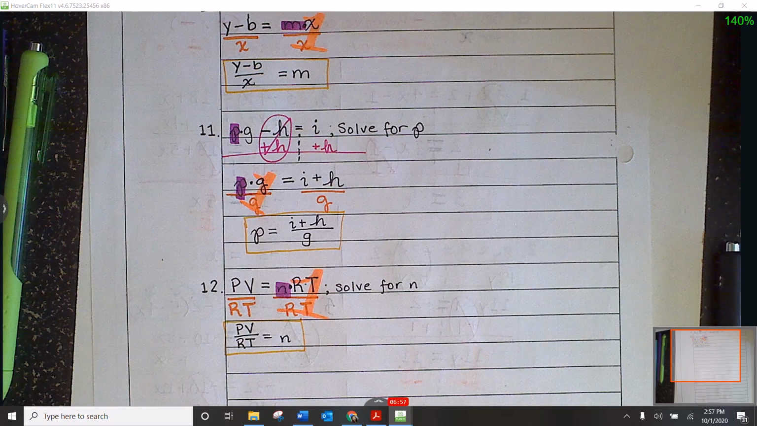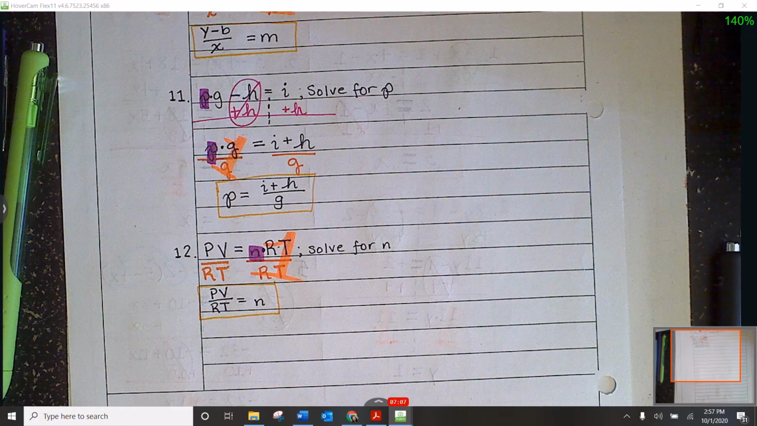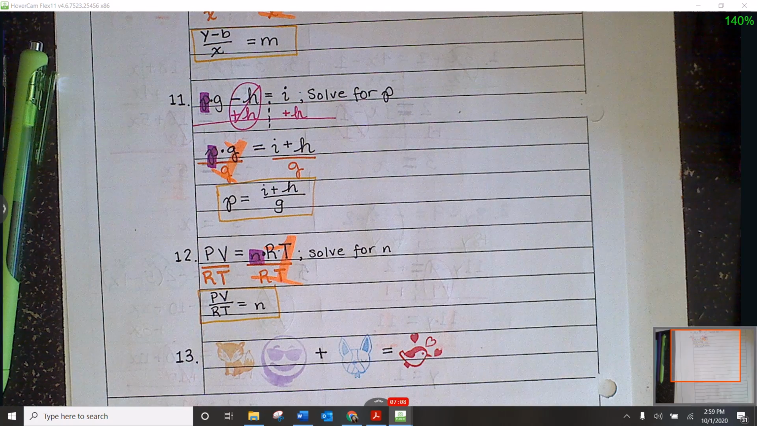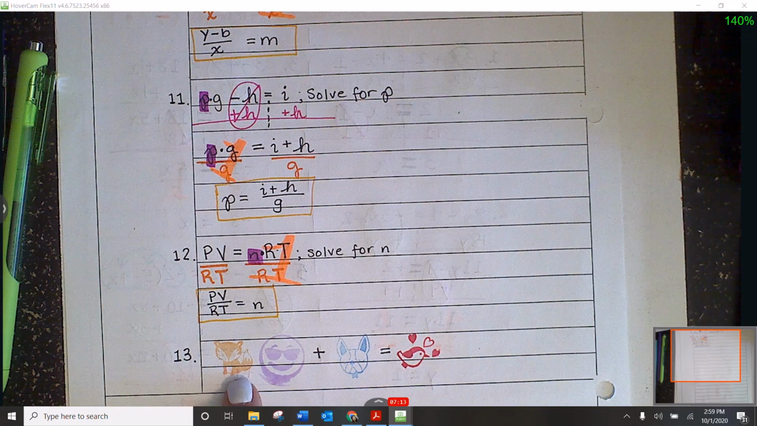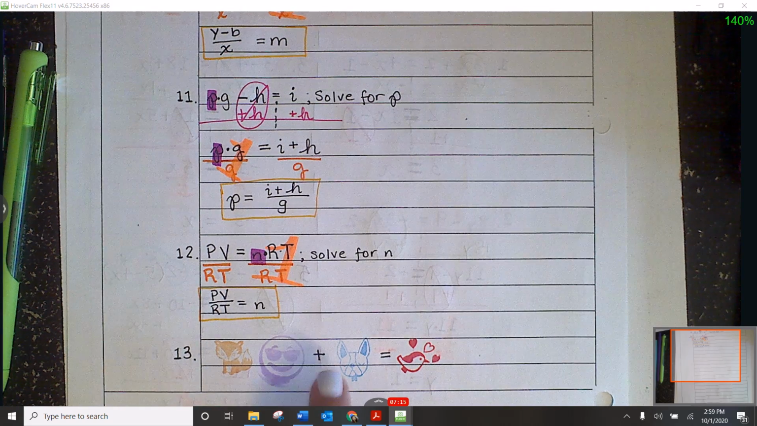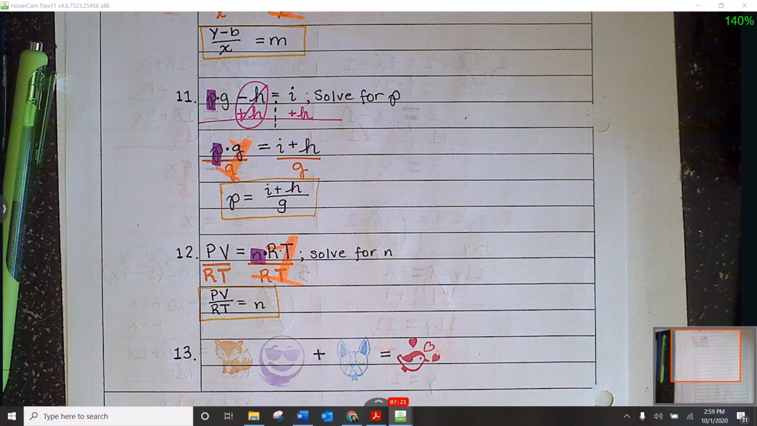Now, this next one, it's funny looking. I was hoping that I had my stamps with me. Let me double check. Maybe I do. Okay, I found my stamps. So we have fox, smiley, plus dog equals bird.